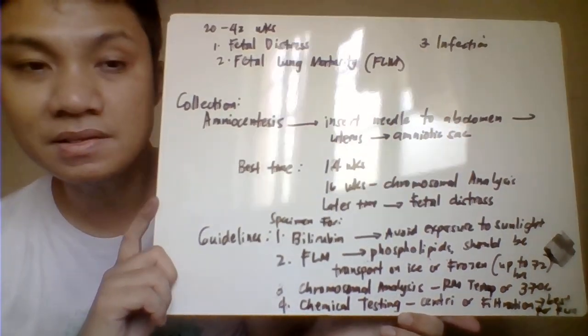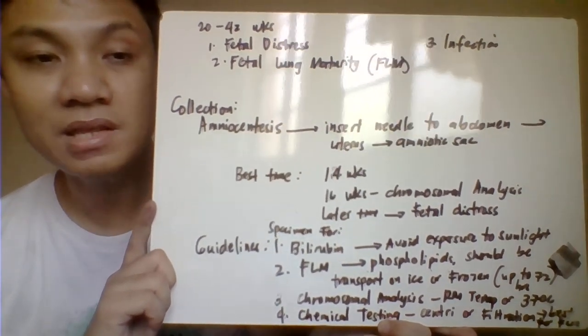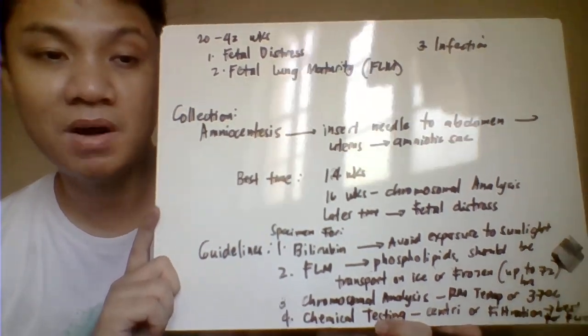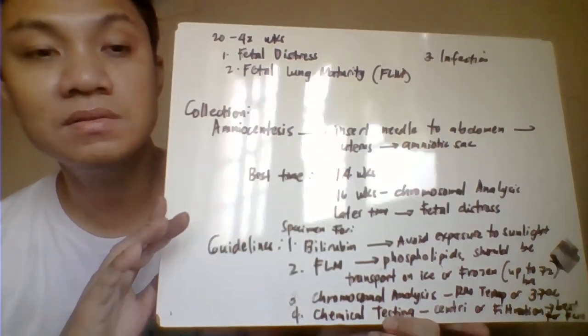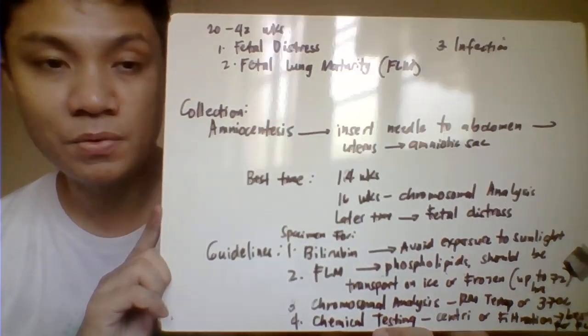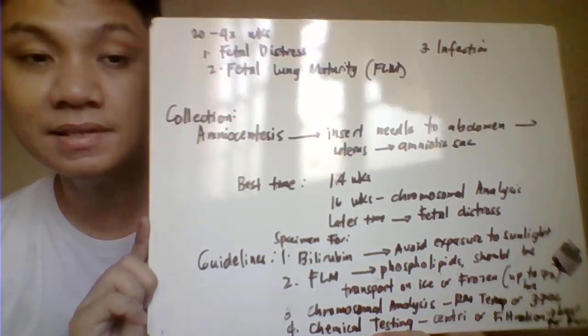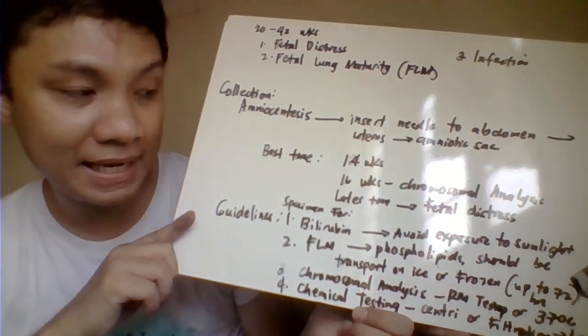Okay, so amniocentesis here is a process, a needle aspiration technique, where you insert a needle to the abdomen of the mother directed to its uterus, to its amniotic sac in order for you to collect the amniotic fluid. But that one is being guided by the ultrasound para hindi ka, so you were able to puncture it correctly.